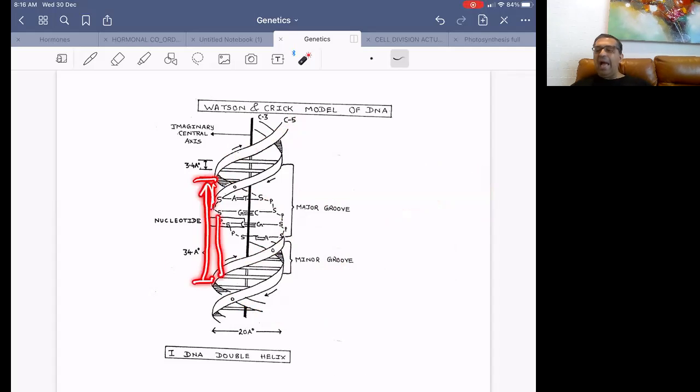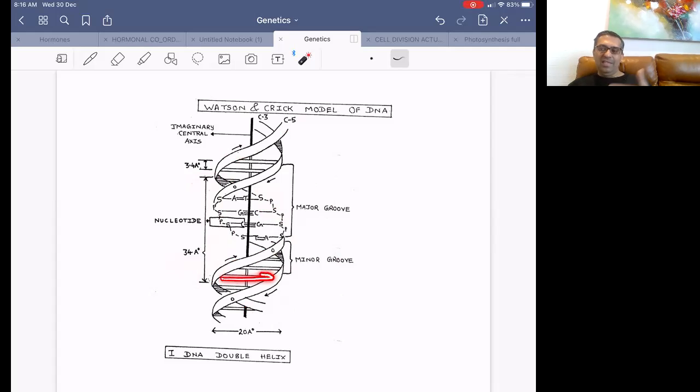And in 34 angstrom units, how many nucleotides are present? That depends on how many hydrogen bonds we see in between. Remember when we climbed a staircase, how many steps did we take from the ground floor to the first floor? 10 steps. From the first floor to the second floor? 10 steps. From the second floor to the third floor? 10 steps. That is exactly the same. So how many nucleotides are there in one pitch?